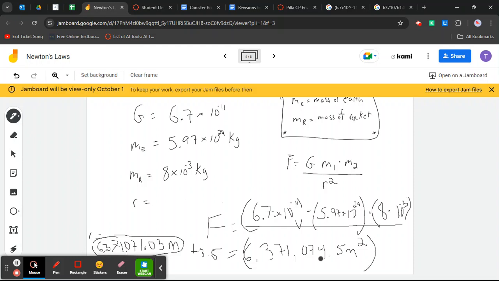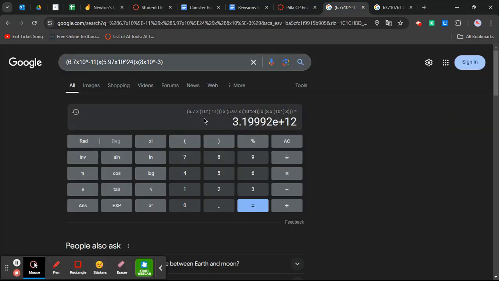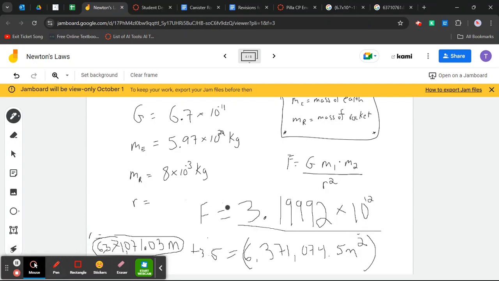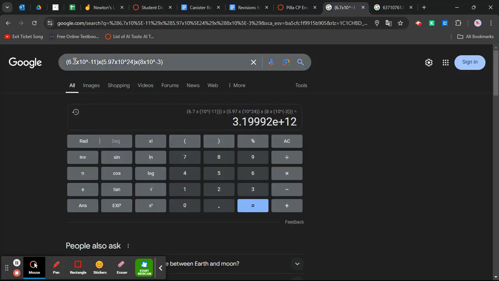So let me clean this up and show you what it looks like. Actually, I could do it real quick. These numbers on the top are the same for everybody. So if we actually multiply those together, I plugged it in, we get this, 3.19992 times 10 to the 12th. So let me fix that here. Everyone's top number on this equation is the same. It's G times the mass of the Earth times the mass of the canister. That equals 3.19992 times 10 to the 12th, as I did here.